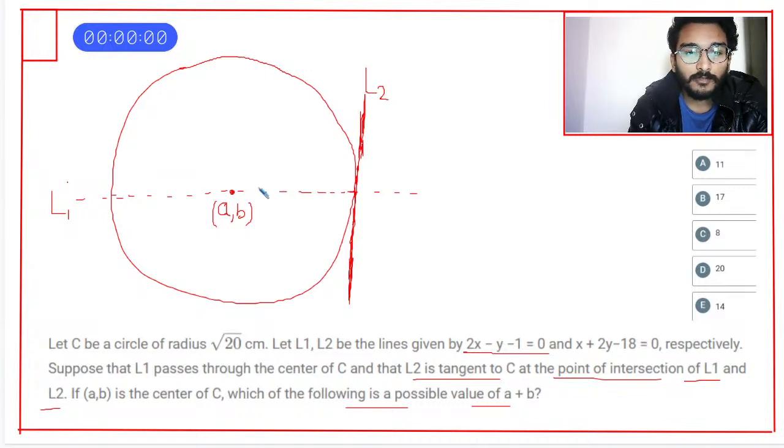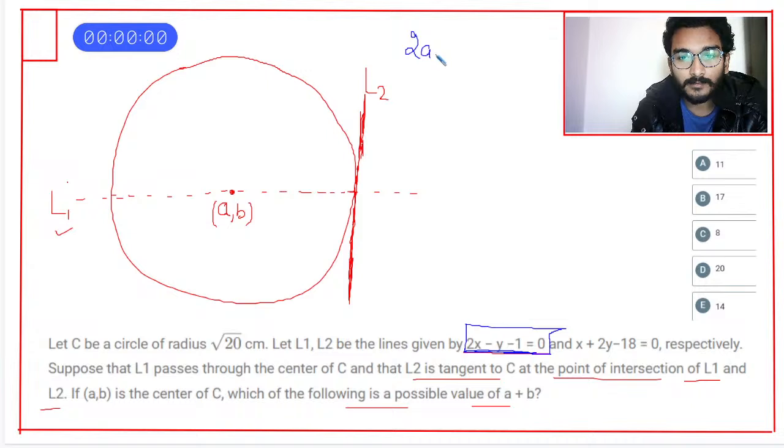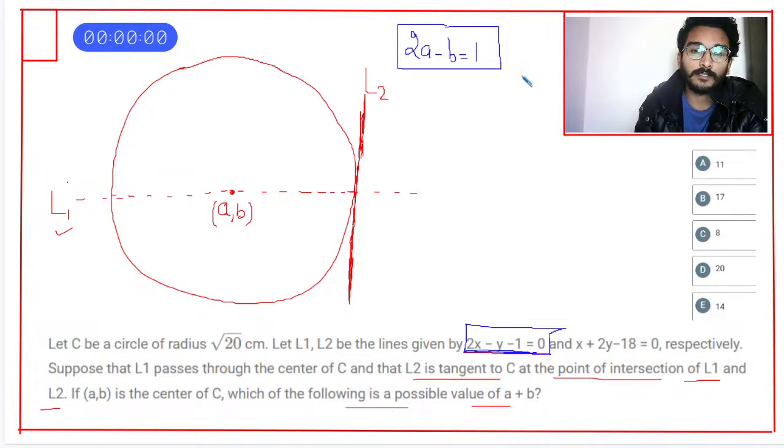So first of all, we have an equation of L1, means this line is L1, and this point is A comma B. It will satisfy this equation. Means X coordinate is A and Y coordinate is B in this particular equation. So that's my first relation between A and B. If a point is lying on the line, it means it satisfies that particular equation, right?